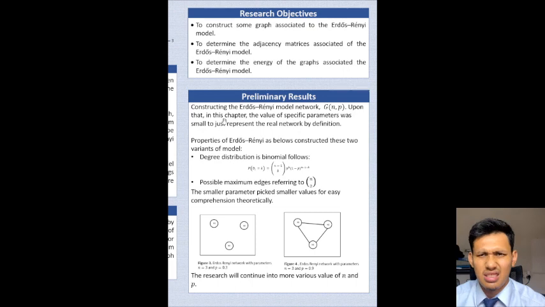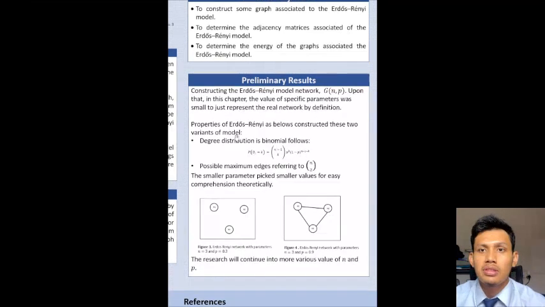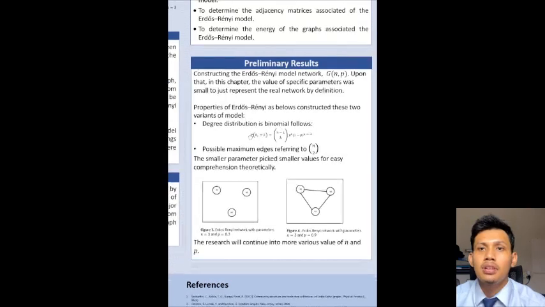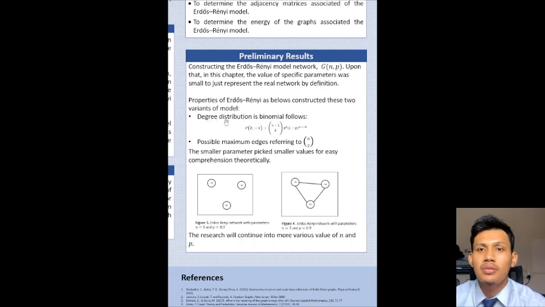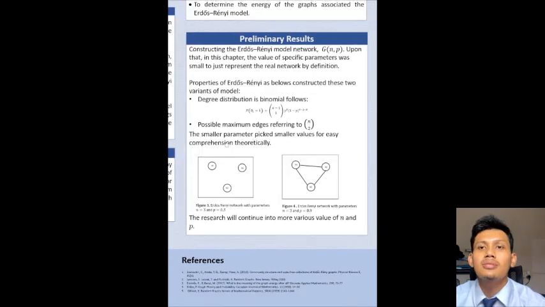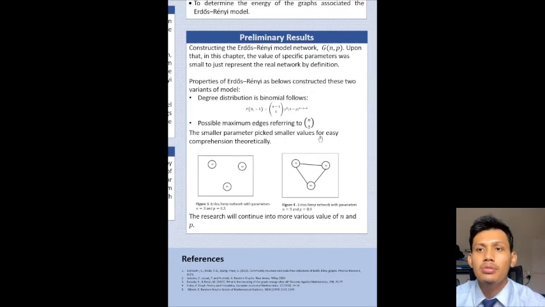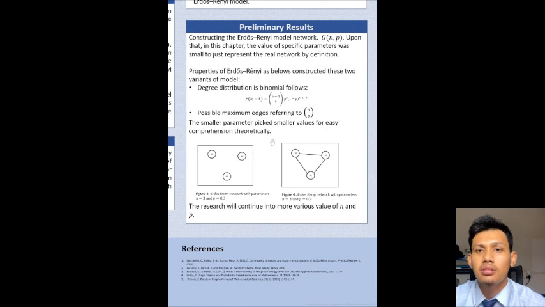In this chapter, the values of the specific parameters were kept small just to represent a real network by definition. By the properties of the Erdős-Rényi model, we managed to construct the model network. The degree distribution is binomial, following this equation, and the possible maximum number of edges follows n choose 2. Smaller parameter values were picked for easy comprehension theoretically.